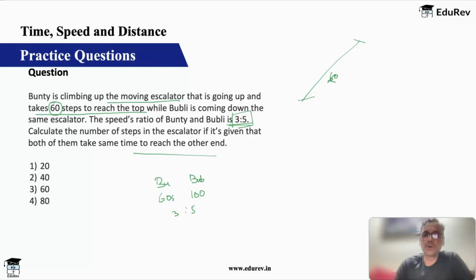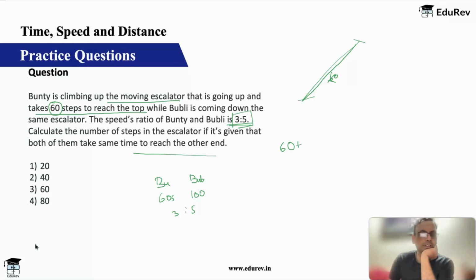Okay, so now if you see, when he's moving up, basically the escalator will move up and he also takes 60 steps. So whatever time he takes to do that 60 steps, the escalator in that time will also move forward. So 60 steps taken by Bunty plus.